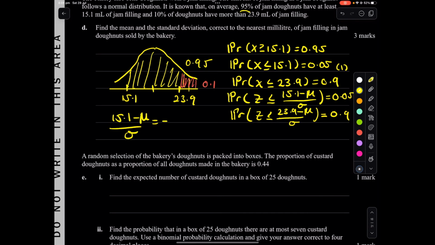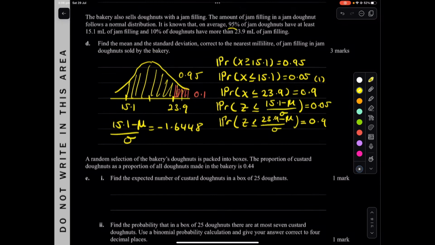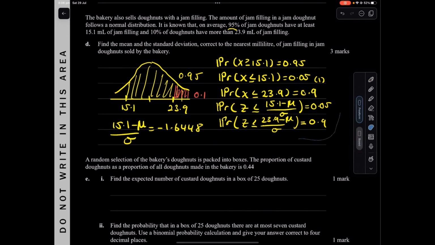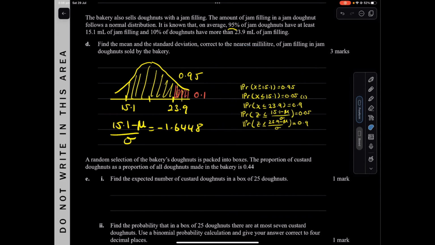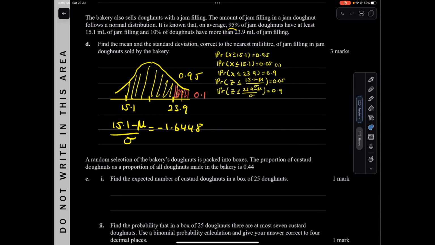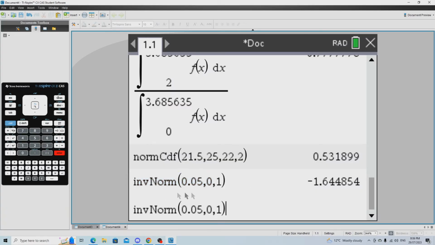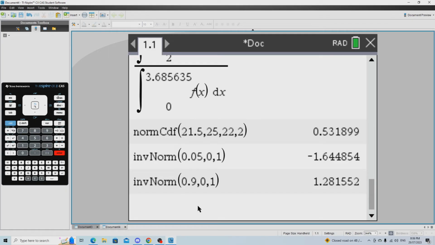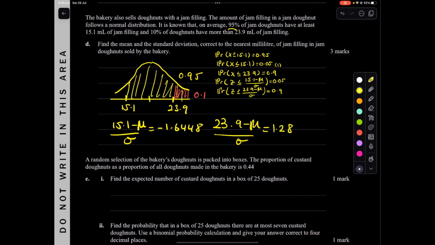So this is negative 1.6448. Oh, this is such a draining exam. And our next value, we know 23.9 minus your mean over your standard deviation is equal to, with an area of 0.9, 1.2815. Knowing these two values, that's good.